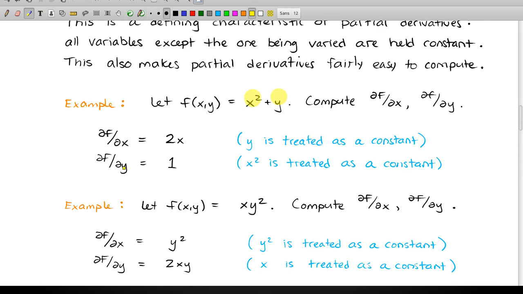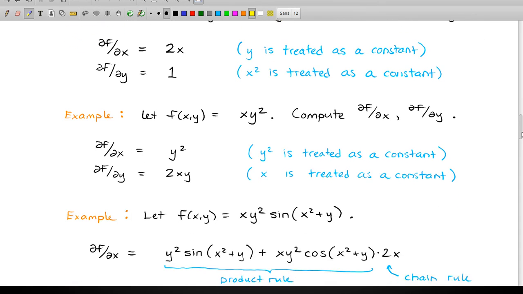When I compute the derivative with respect to y, I do the same thing. Here I have a y, and the derivative of y is 1. Here I have an x squared, but x is a constant, and so x squared is a constant when I'm taking the derivative with respect to y, and the derivative of a constant is 0, so I get nothing from this term. I simply get the 1 from the y term. So that's a very simple example, function of x plus function of y. Let's do something a little more complicated.